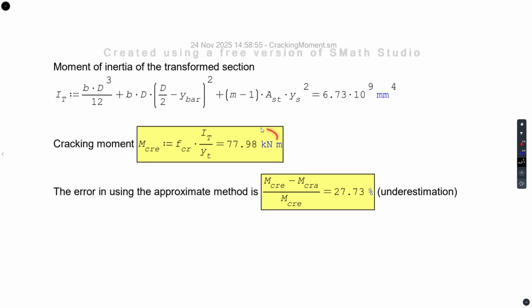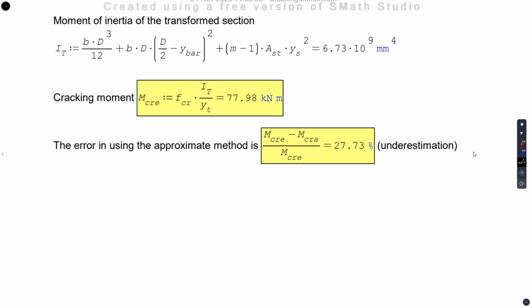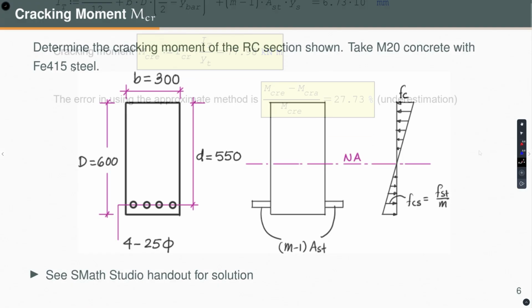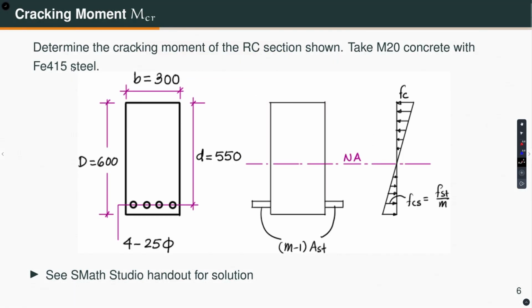Note that this is more accurate. So, the error in the previous approximate solution is about 27.7. Anyway, cracking moment is not so much important, but it is good to know. So, we have seen how to calculate the cracking moment.